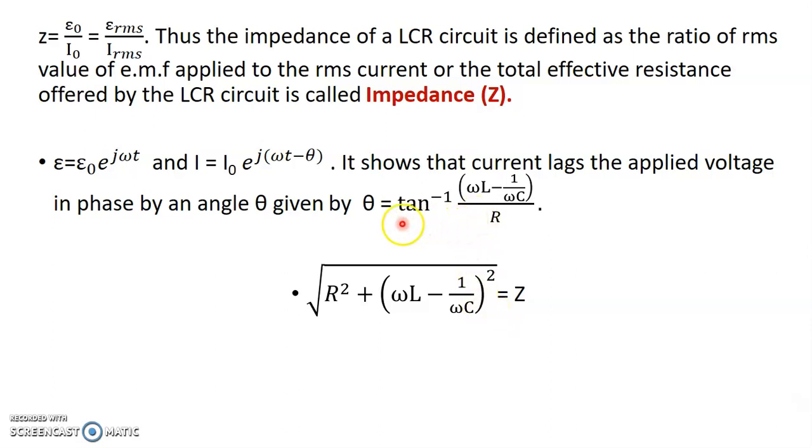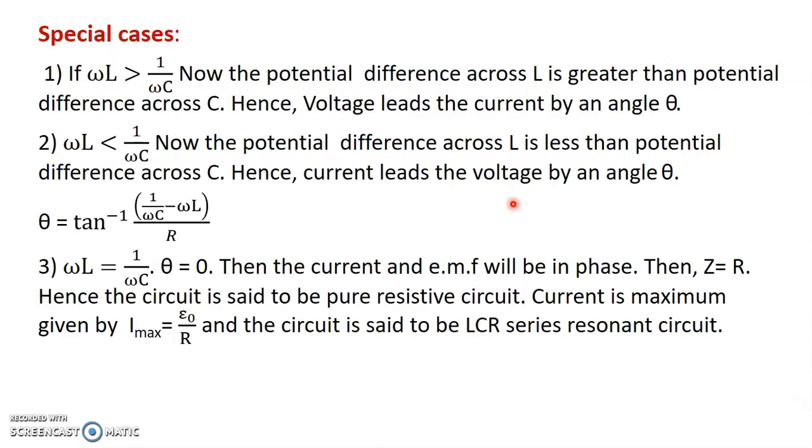The phase difference depends upon the values of ωL and 1/ωC. Now let us understand with special cases. If ωL is greater than 1/ωC, the potential difference across L is greater than the potential difference across C. Hence, voltage leads the current by an angle theta, which means it acts like an inductor.